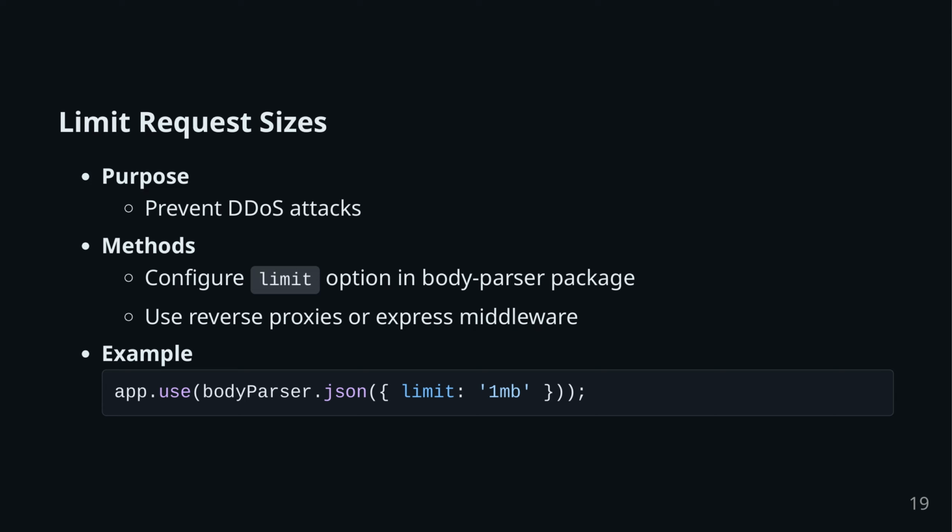Use the bodyParser.json function with a specified limit. For example, setting a limit of 1 megabyte would look like this: JavaScript app.use bodyParser.json, limit 1mb. Additionally, consider using reverse proxies or Express middleware as another layer of protection. These tools can monitor and restrict incoming traffic to your server, providing an extra line of defense against excessively large requests. By implementing these methods, you can ensure that your server remains resilient against potential attacks, maintaining its performance and availability for your actual users.